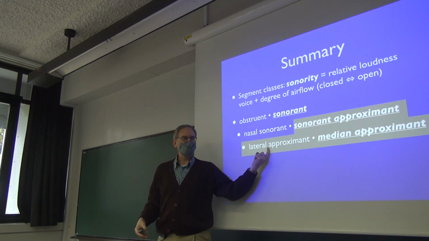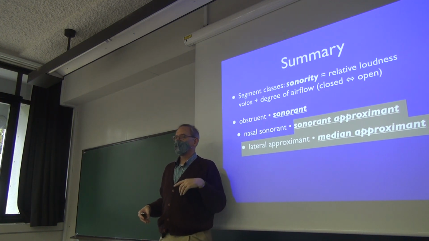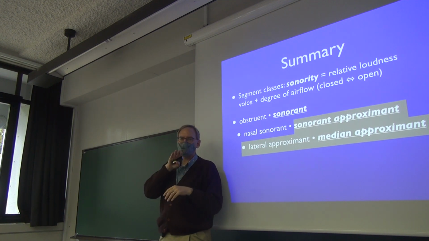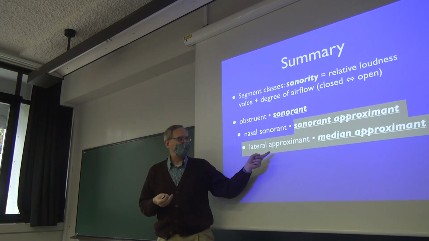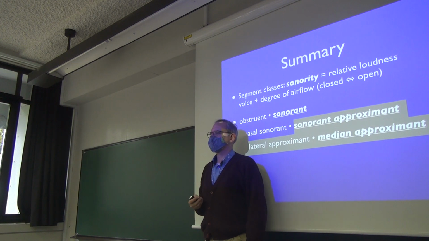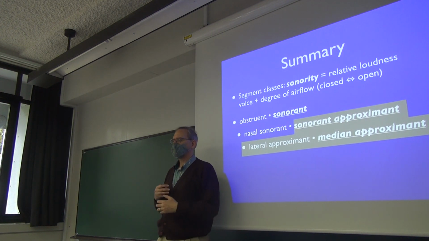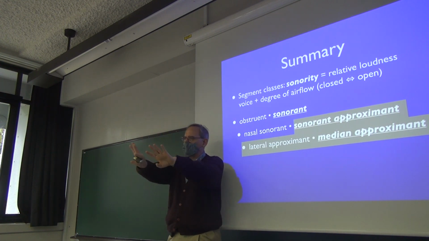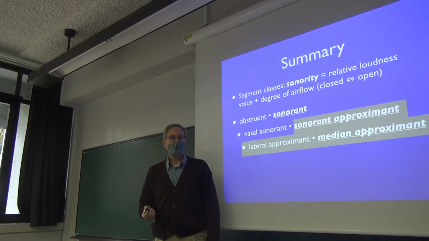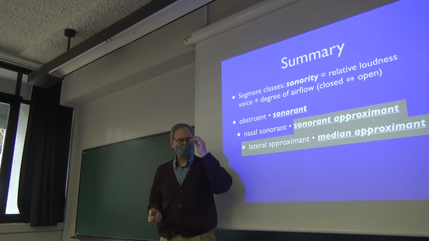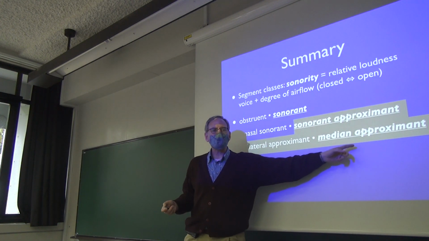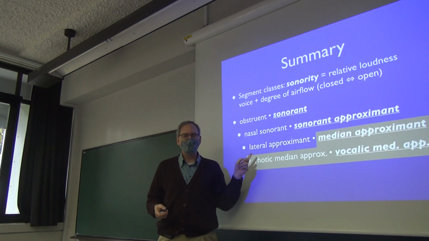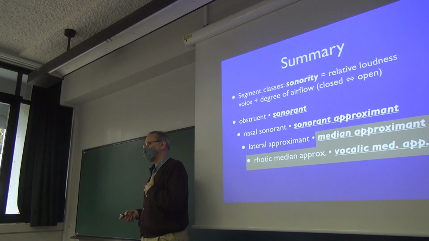So lateral means sides. A lateral approximant is pronounced by raising the tip of the tongue, forcing the voice around the sides of the tongue. And the other type are the median approximants. Median means middle. The air flows along the middle, or the median, of the tongue. And then the median approximants can be further divided into what's called a rhotic median approximant.